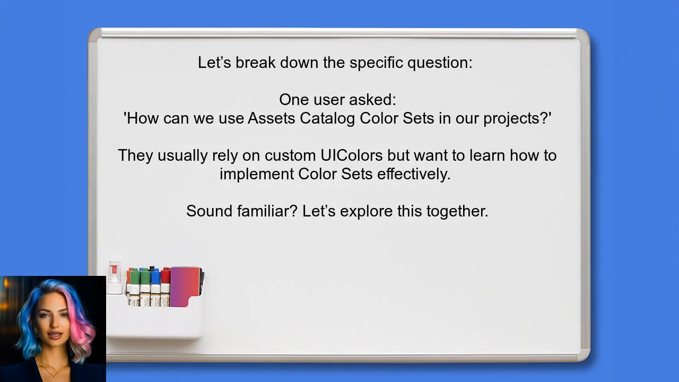So, let's break down the specific question at hand. One user asked, how can we use Assets Catalog color sets in our projects? They mentioned they usually rely on custom UI colors, but are eager to learn how to implement color sets effectively. Sound familiar? Let's explore this together.